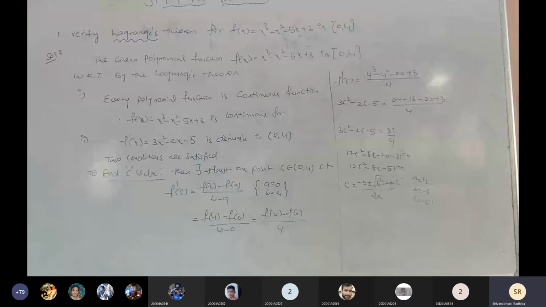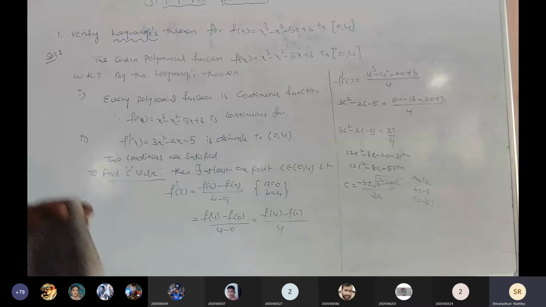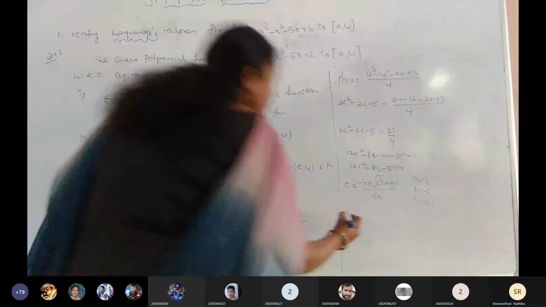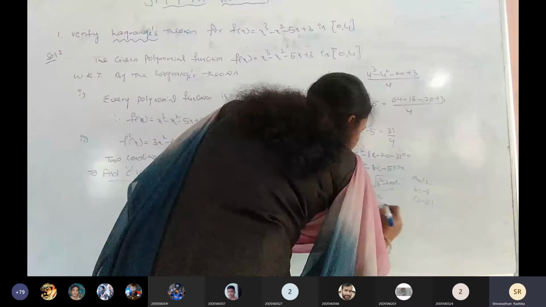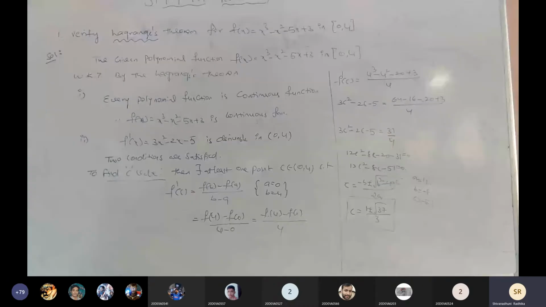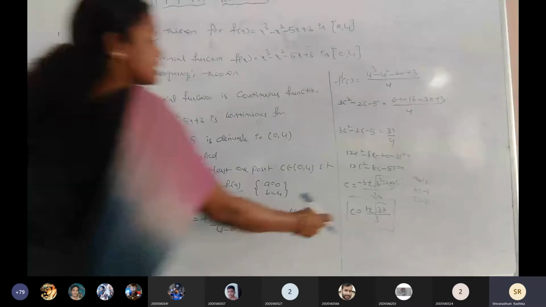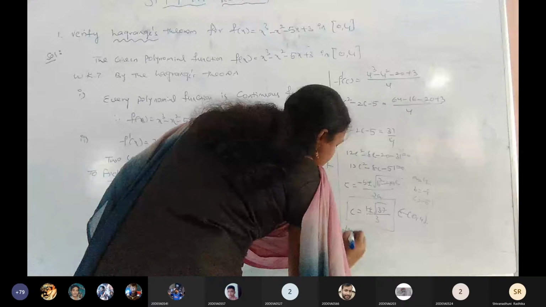We get the values as 1 plus or minus root 37 by 3. Please do the calculations after my class. And that c value is compulsory, which belongs to the open interval 0, 4. Hence, verified the Lagrange's theorem.